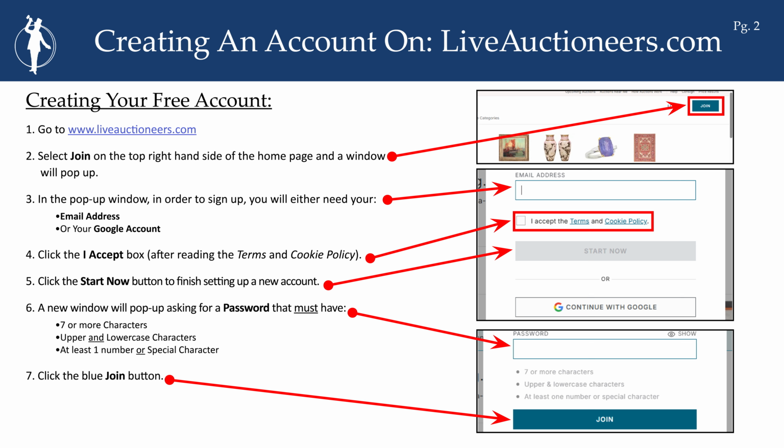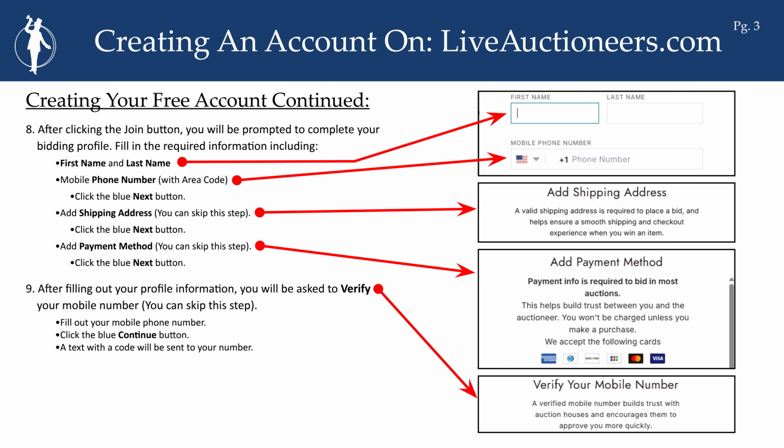6. A new window will pop up asking for a password that must have 7 or more characters, upper and lowercase characters, and at least one number or one special character. 7. Click the blue Join button. 8. After clicking the Join button, you will be prompted to complete your bidding profile.